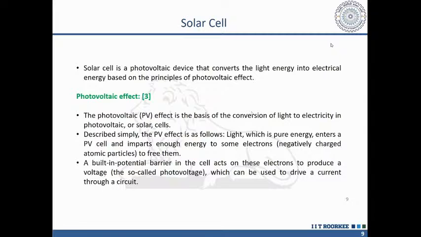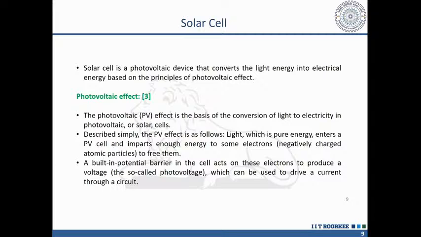This is the photovoltaic effect. The photovoltaic effect is the basis of conversion of light into electricity in photovoltaic or solar cells. This light, which is pure energy, enters the PV cell and imparts enough energy to some electrons, negatively charged particles, to free them. And the built-in potential barrier inside the cell acts on these electrons to produce a voltage, called the photovoltage. The voltage generated is called the photovoltage, and it can be used to drive a current.